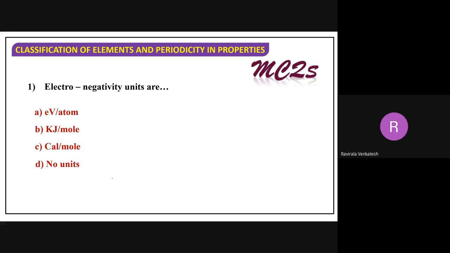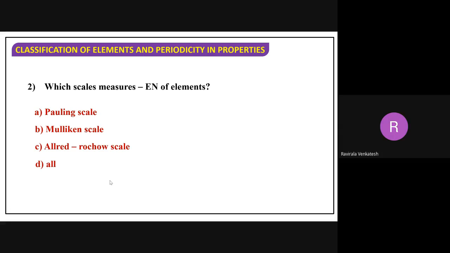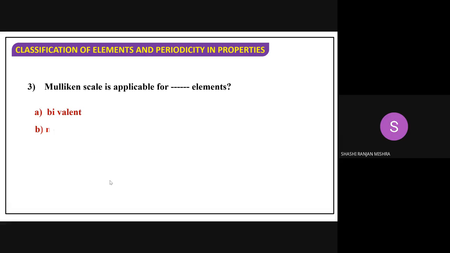Does it have units? Electronegativity? D, no units. It does not have any units actually. Is the correct one all of the above? All, sir.